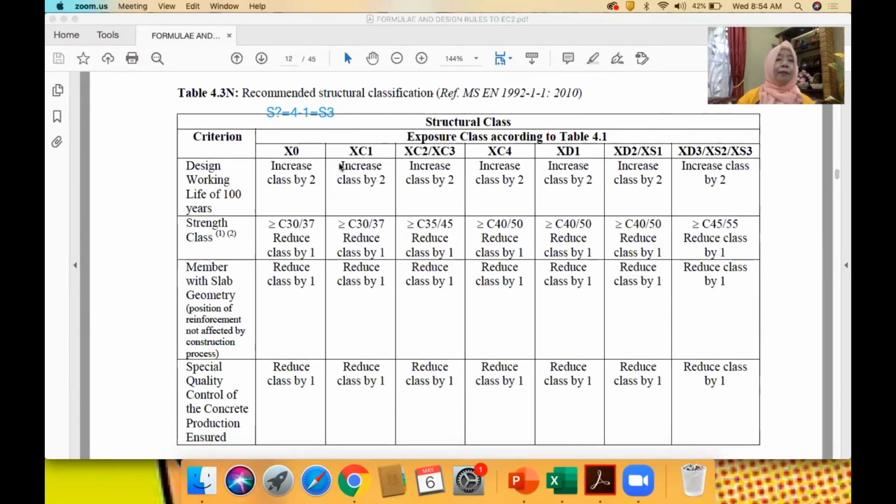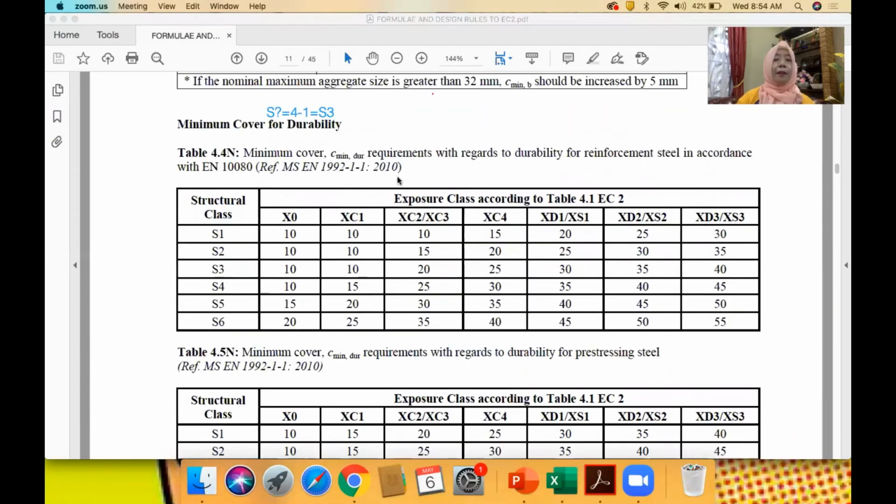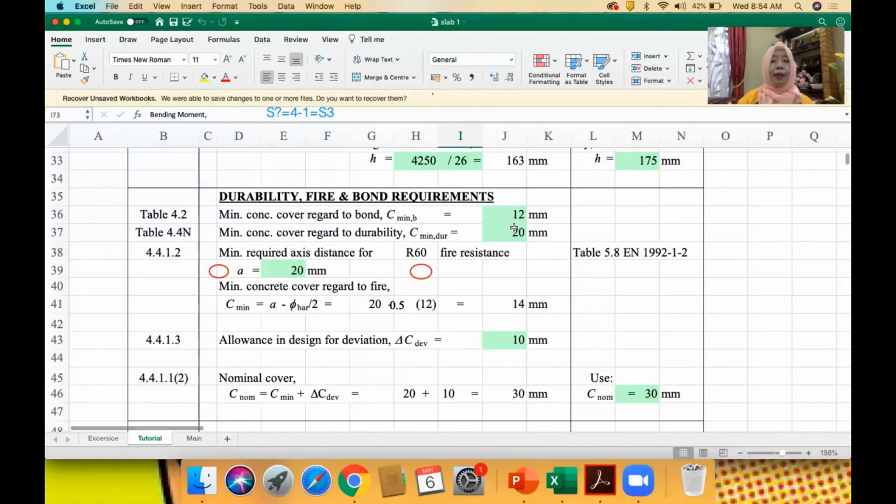Therefore, from here, go back to this table. Minimum cover for the steel, S3 here. Therefore, by referring to S3, here S3, and then XC3, the value of the cover is 20 millimeter. Okay, so let's see what is the value. Okay, here is 20 millimeter. So you got 20 millimeter here.